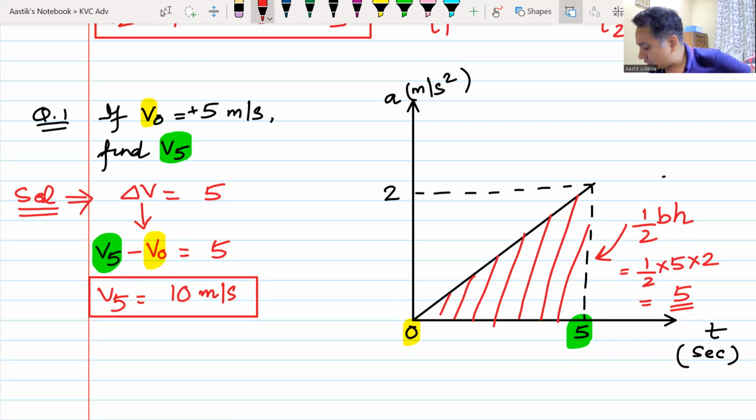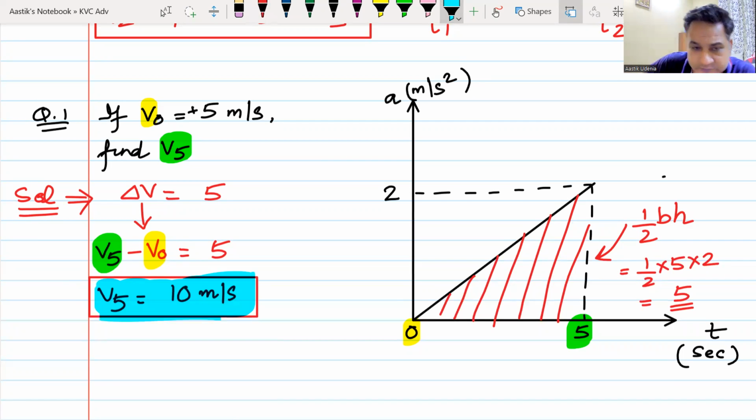Do we get this? Yes or no? Do we understand how I have done this? The area under the acceleration time graph gives us the change in velocity. Do we understand this now? Can I have raised hands from everyone in the class that we understand this?